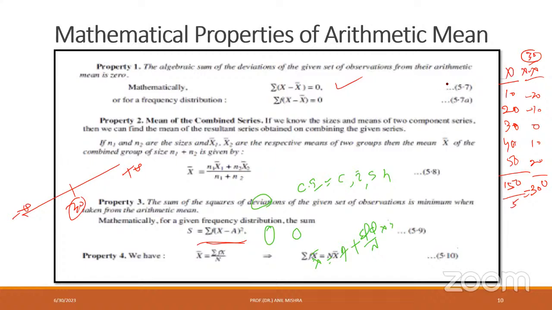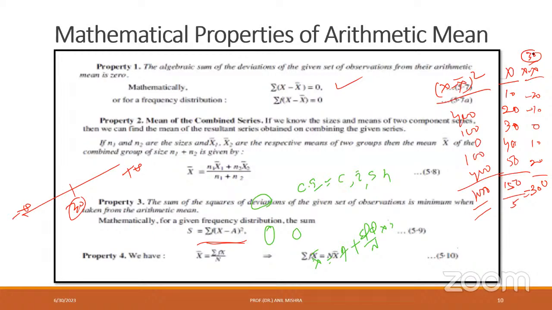If we square x minus x bar: minus 20 squared is 400, minus 10 squared is 100, 0, 10 is 100 and 20 is 400. So the outcome is 1000. Right? I subtract 30 and square it, and the result is 1000.